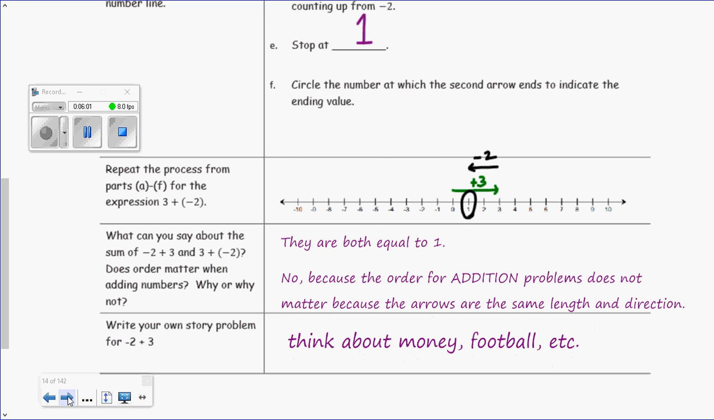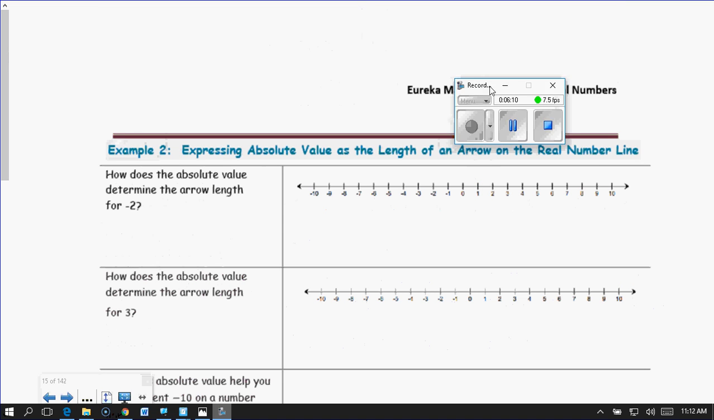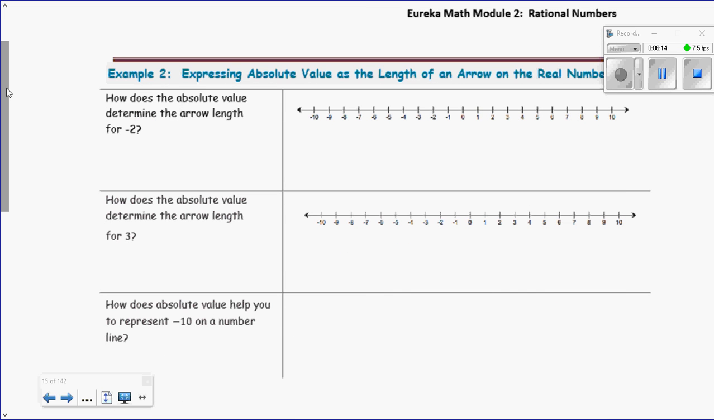Okay, let's go to page 15. And we're going to talk about the absolute value again. So we learned this in our last lesson. Absolute value is the distance from 0. If it's something that I've never learned before and I hear it again and then my teacher repeats the definition, I should probably write it down. So go ahead and write that again.